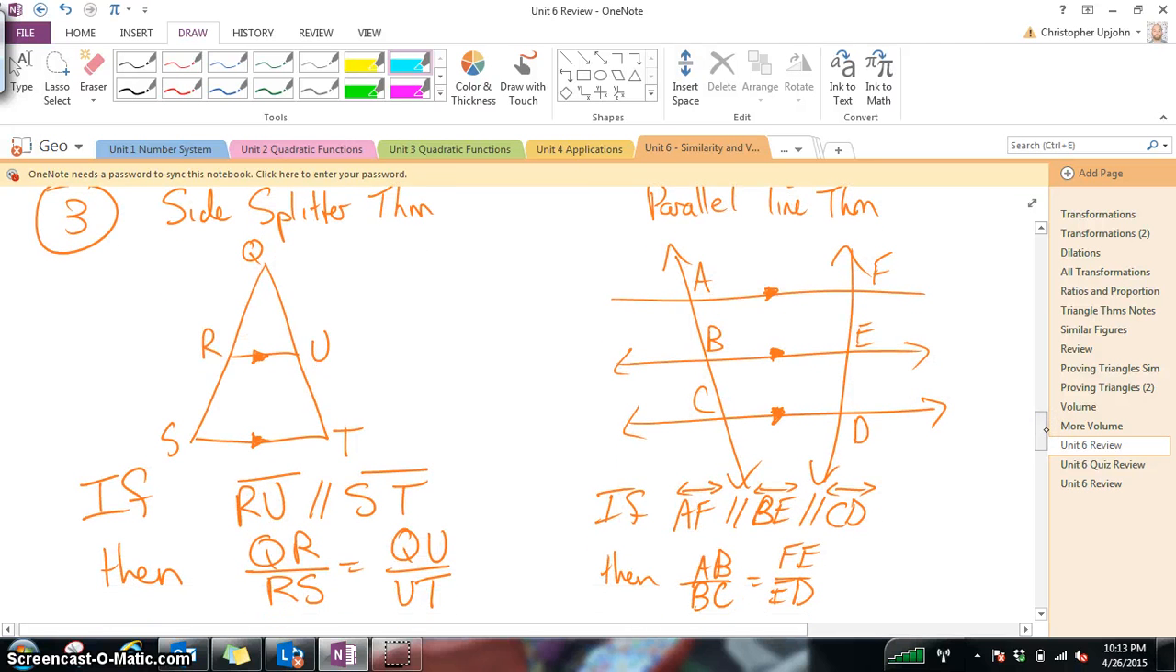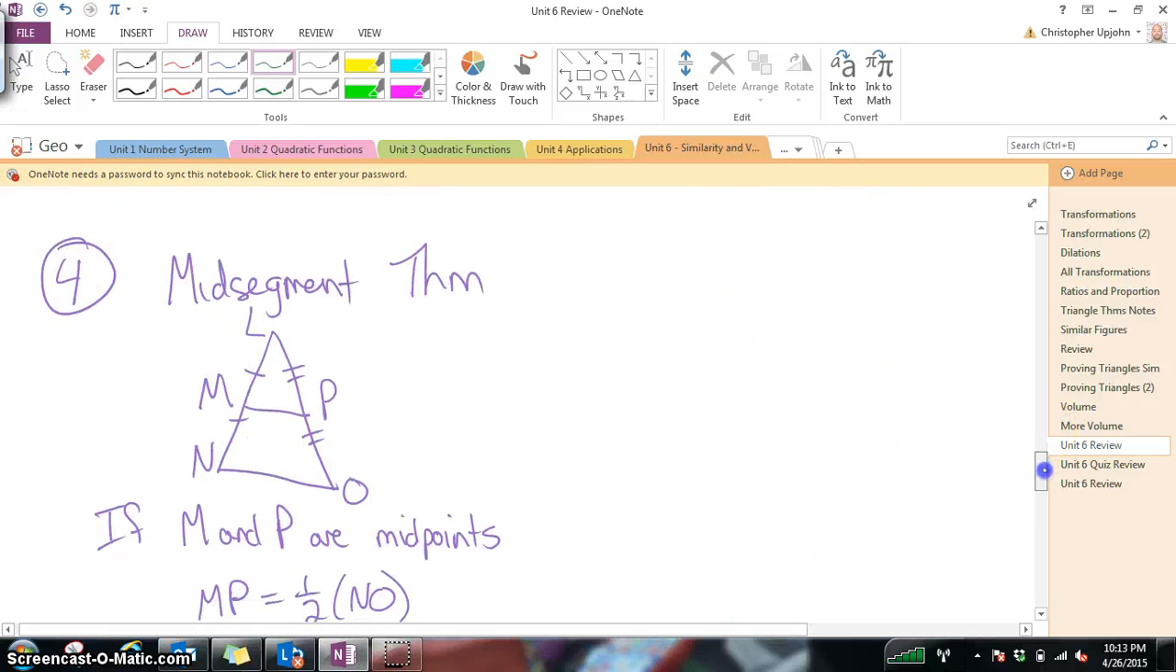Side splitter theorem and the parallel line theorem. You take this side over this side, equals this side over this side. You turn the picture into a proportion. QR, RS, QU, UT. Set them equal, cross multiply. Same thing with the parallel line. This over this equals this over this. As long as your equal signs are going the same way as the parallel line.